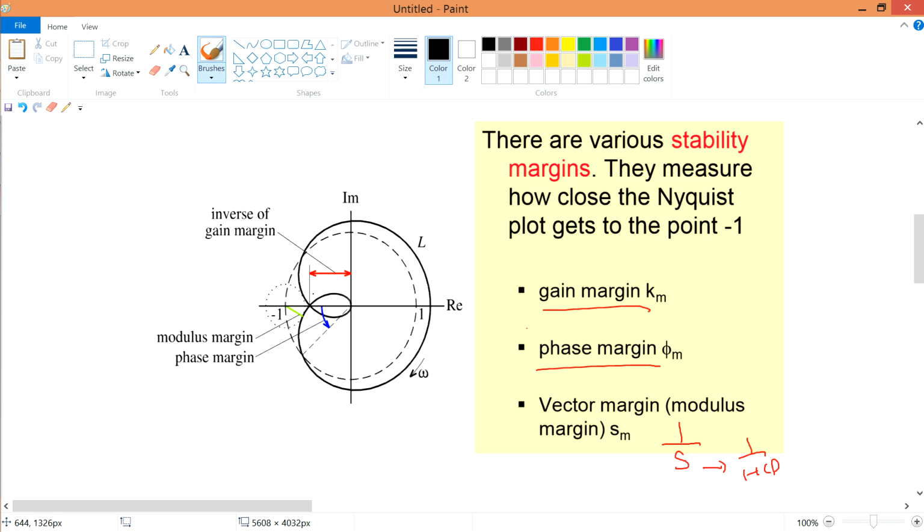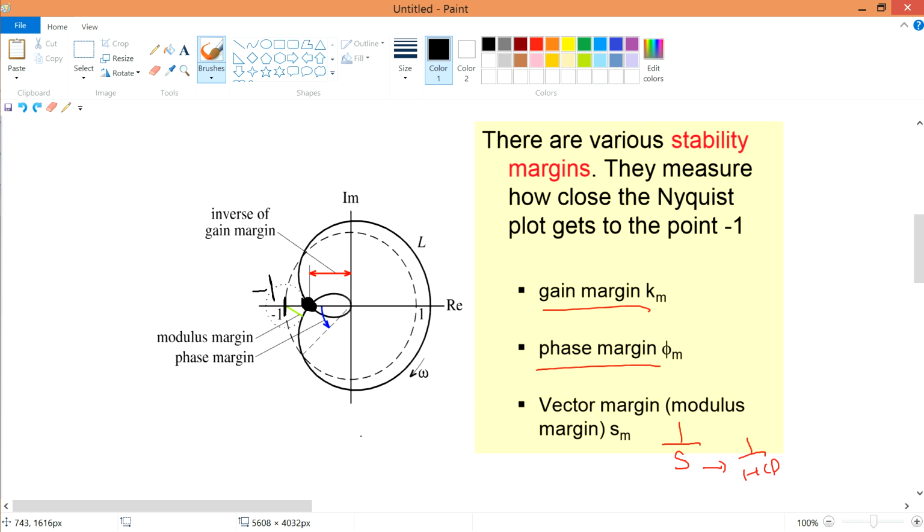Gain margin is the point of the Nyquist plot at the real axis, relative to this -1 point. So this distance over here is actually the gain margin, while this distance over here is the inverse of the gain margin, meaning it is simply lambda. Over here is simply 1 over lambda.